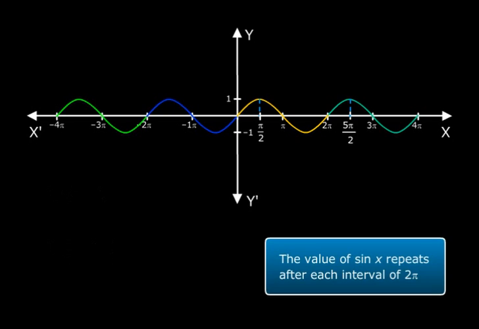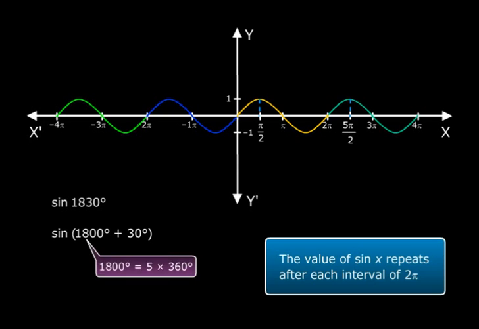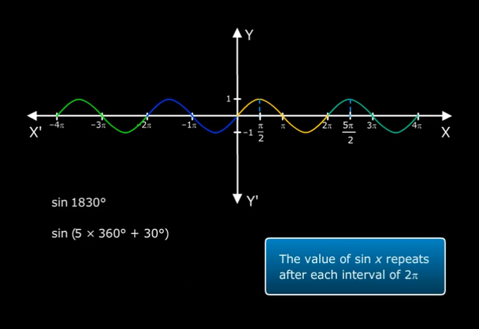So let's take the example of sine of 1830 degrees. Now we can say that 1830 degrees equals 1800 degrees plus 30 degrees. Now what about 1800? We can also say that it equals 5 into 360. So our expression now becomes sine of 5 into 360 degrees plus 30 degrees.